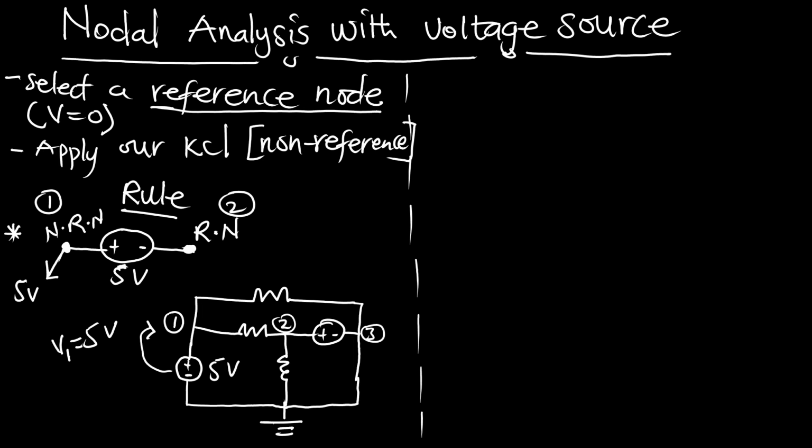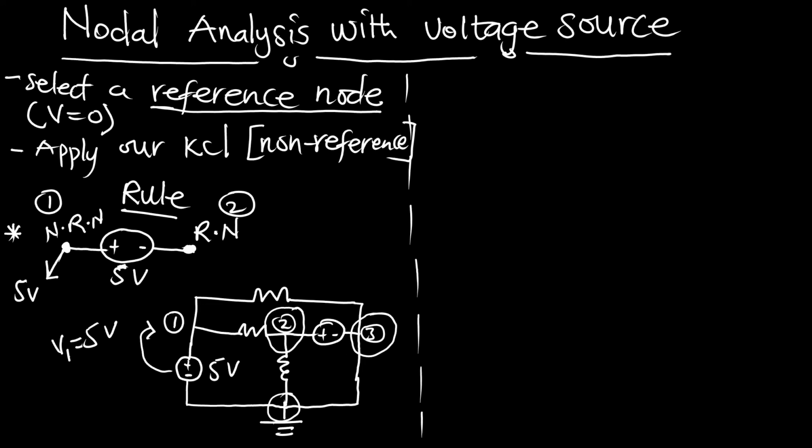Now, that's for the first rule. What if the voltage source is connected between two non-reference nodes, such as this case? This voltage source, what do we do? If the voltage is connected between two non-reference nodes, you can see that node 2 is a non-reference node, right? Node 3 is also non-reference. The only reference node is this part. So in such cases, what do we do?